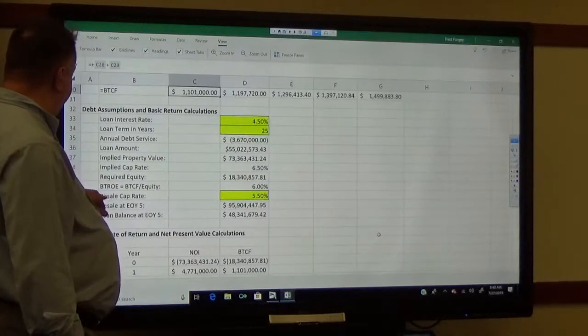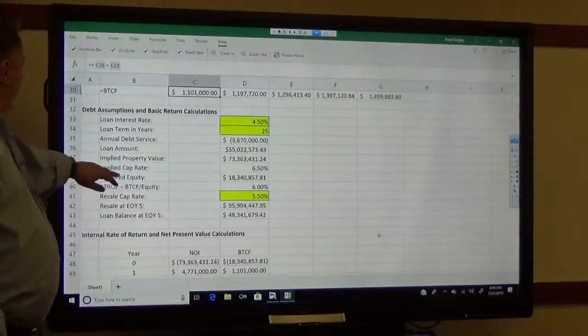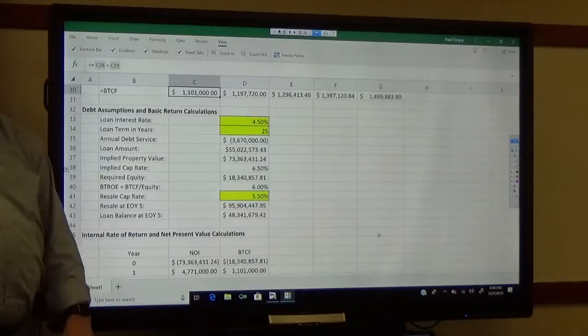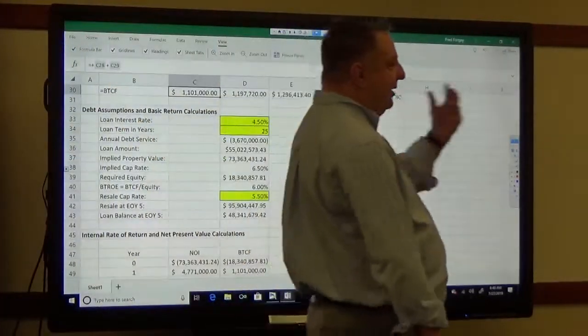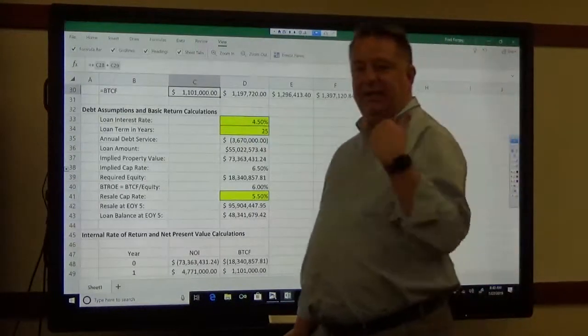Now, resale cap rate. We talked about the implied going in cap rate. Now we're going to talk about selling this property. So at the end of 5 years, we want to sell the property. Now, what has happened over that 5 years? We've leased up the property.